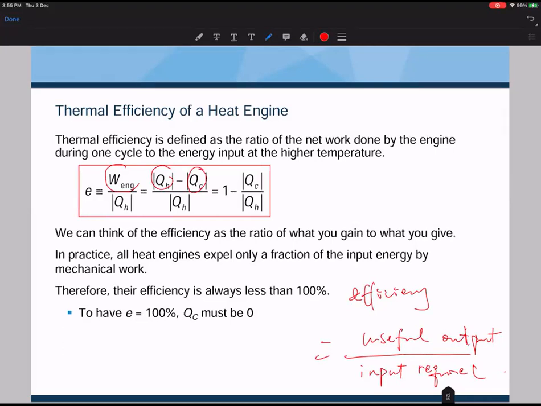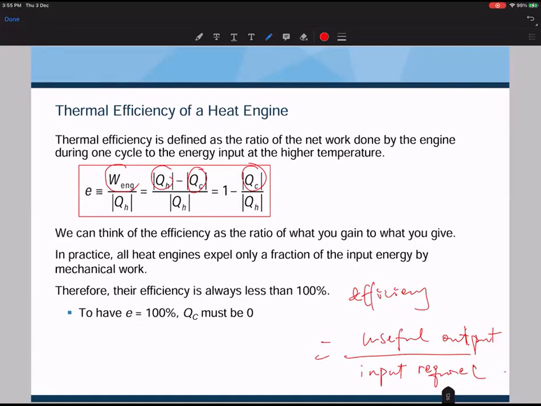And because we always have to throw away some heat energy, we would fail to achieve 100%. In fact, we would never achieve 100% efficiency. It is always lower than that.